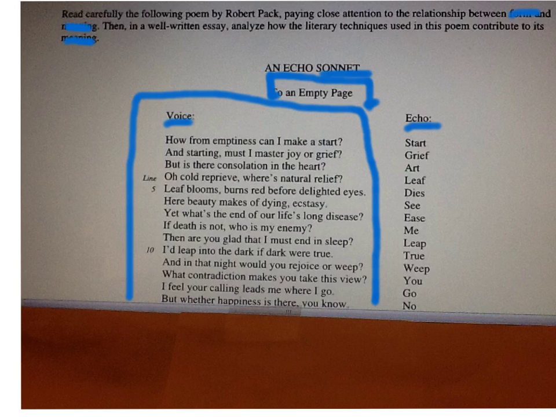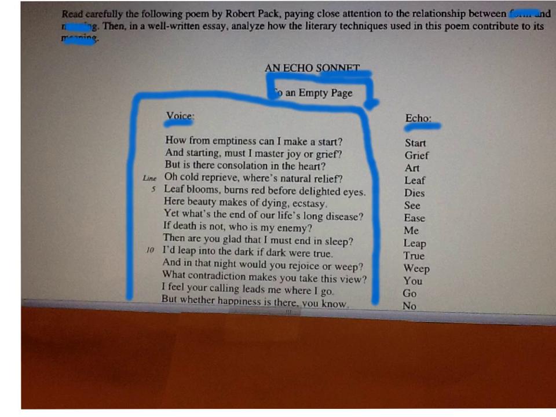O cold reprieve, where's natural relief? Leaf. So there it's giving you a visual image of how nature helps the speaker. Leaf blooms, burns red before delighted eyes, dies. So this is a poem about grief, and now we have a leaf dying. Here beauty makes of dying ecstasy.